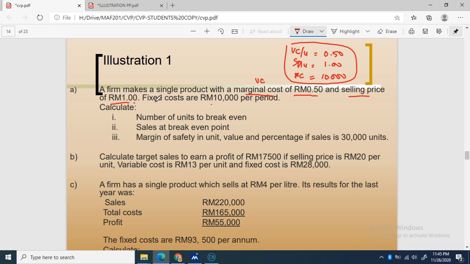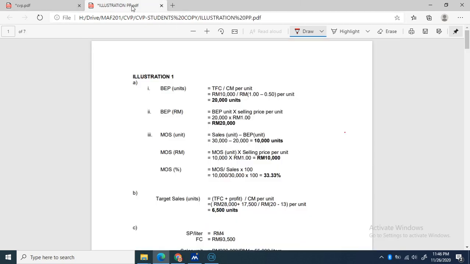Okay, so based on this information, you are required to calculate the number of units to break even, sales at break even point. So this is BEP in unit. Sales at break even point, that means BEP in RM. So margin of safety in units, number 1 in units. Value 2 is in RM and also percentage, in percent, if your sales is 30,000. So now we refer to the illustration, the answers.